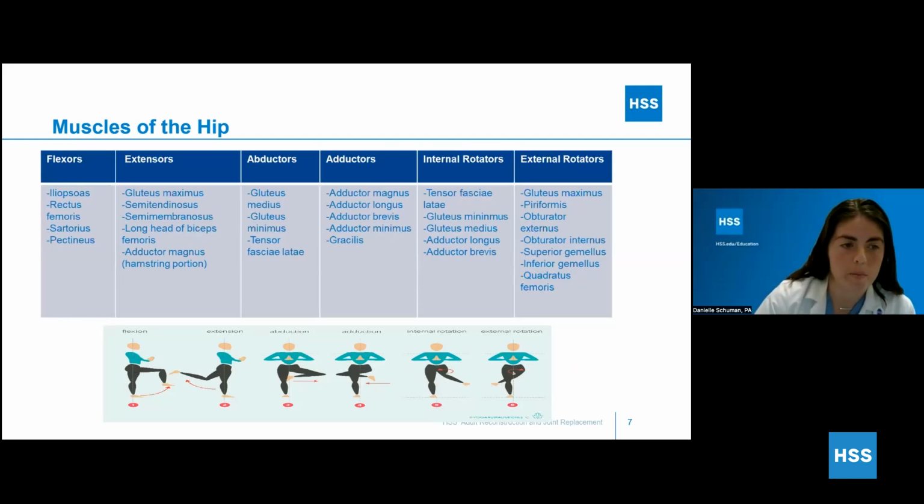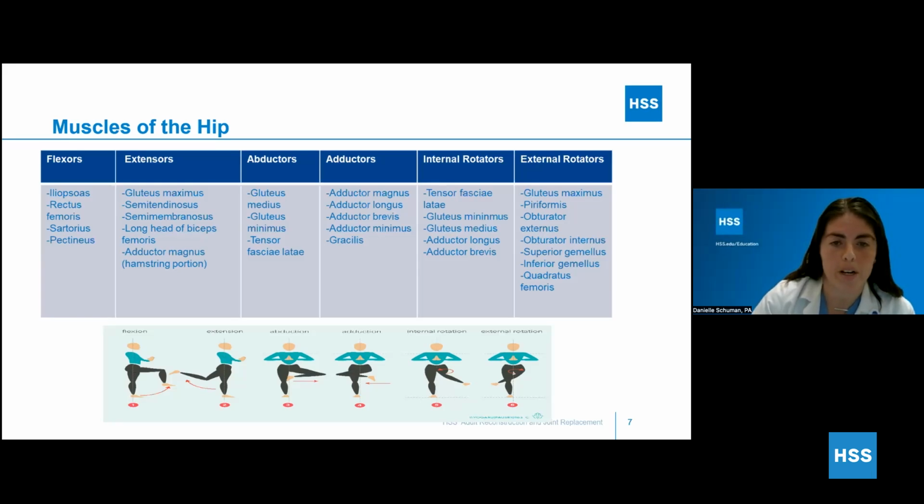So there's about 21 muscles crossing the hip joint, which allow for movement and stability. They're categorized by their function. As we could see here, hip flexors, extensors, abductors, adductors, internal rotators, and external rotators. The hip flexors allow for movement of your knee, for example, towards your chest. The muscles there are listed. The hip extensors allow for movement of your leg behind you, as you could also see in the image below.